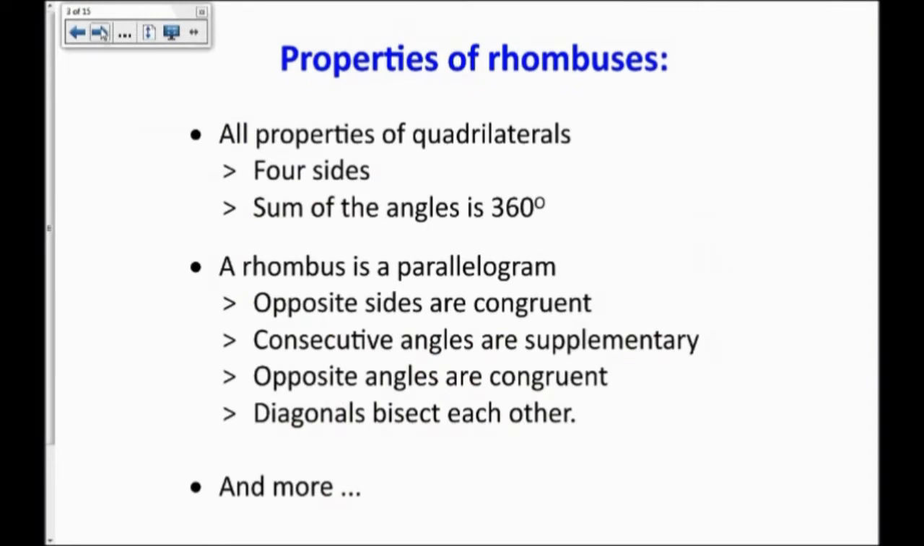Now there are some properties that you need to know about rhombuses. First of all, a rhombus is a quadrilateral, and so it has 4 sides, and the sum of the interior angles is 360. A rhombus is also a parallelogram, so it has all the properties of parallelograms. The opposite sides are congruent, the consecutive angles are supplementary, the opposite angles are congruent, and the diagonals will bisect each other. Everything that's true about a parallelogram will also be true of a rhombus because a rhombus is a parallelogram. And there are also some more.